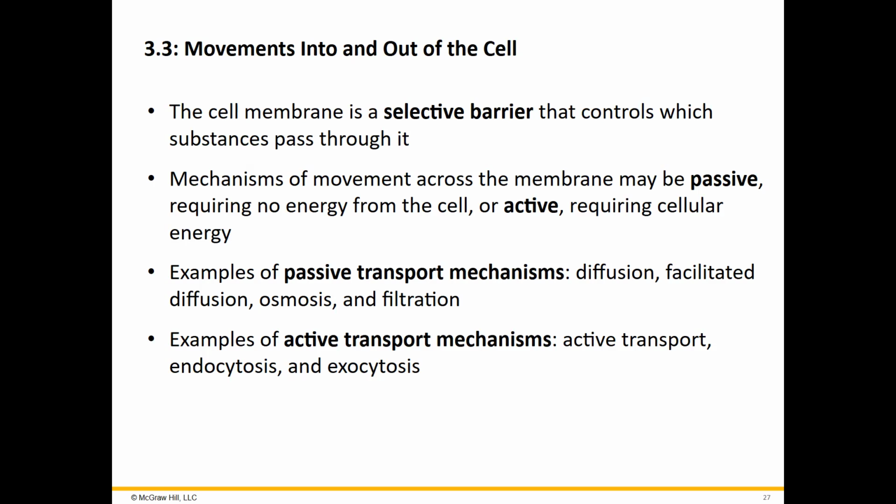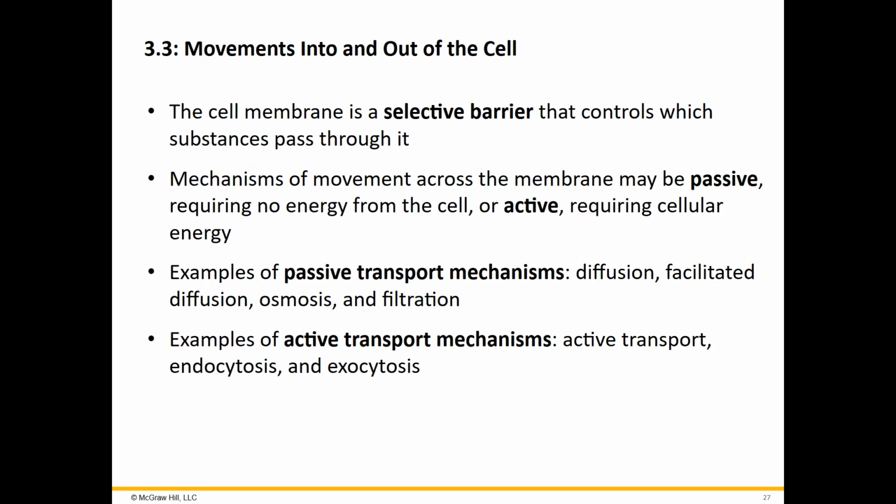If it's passive, it's obeying what we call a gradient. So if there's more on the outside than there is on the inside, passive things will drift into the cell to balance it out, to find homeostasis. If there's more on the inside and less on the outside, passive transport will allow it to just drift through the membrane and balance out that way.